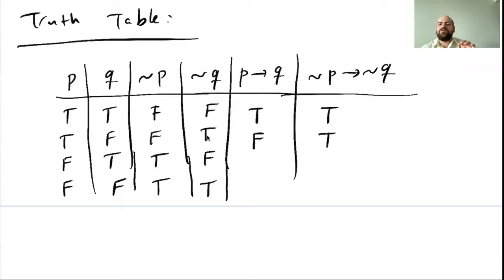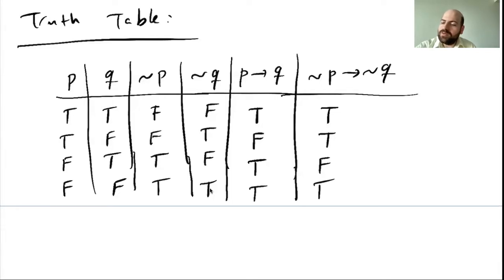Remember again, only true implies false is false. Everything else is true. So false implies true is true. Now the next case, false implies true is true. What about this one? Negation P is true, implies negation Q false. True implies false is false. And the last case, again, false implies false is true. And true implies true is also true.